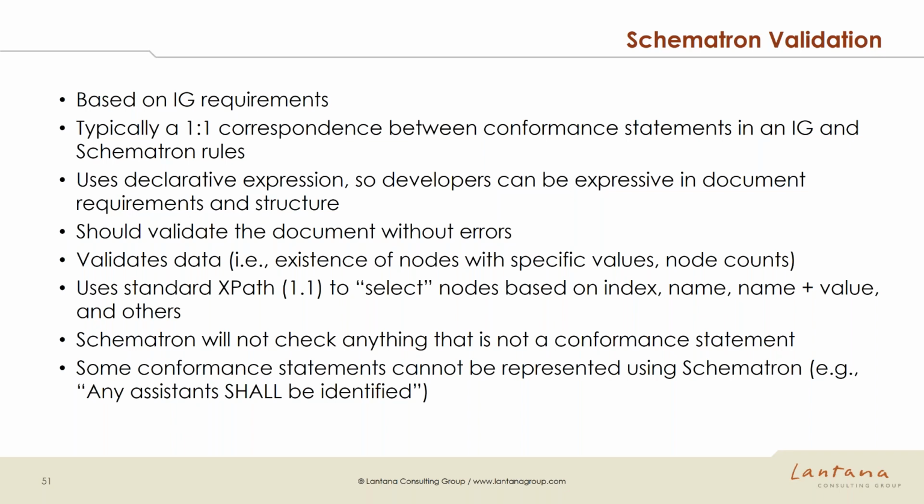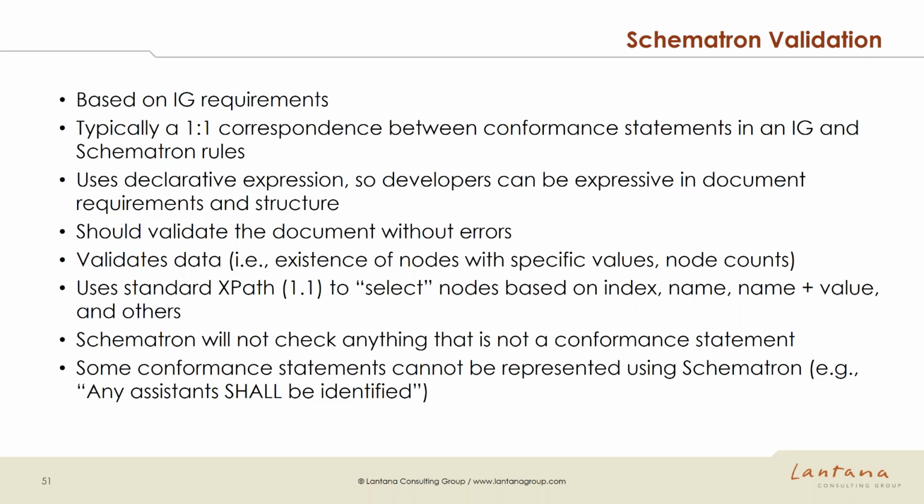Schematron can validate data, so for instance that you've used the correct codes, that your counts are correct. If something was optional in the base CDA spec and your implementation guide made it required, it can ensure that you're actually following that rule. Also, Schematron uses what's called XPath, which is the same language used in XSLT, to select or to make assertions on the CDA document. I'll give an example of that on the next page.